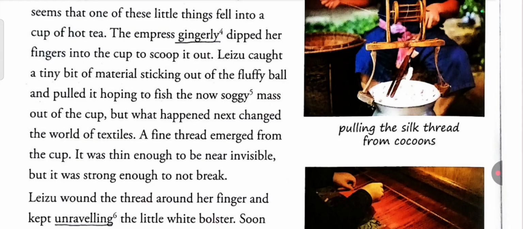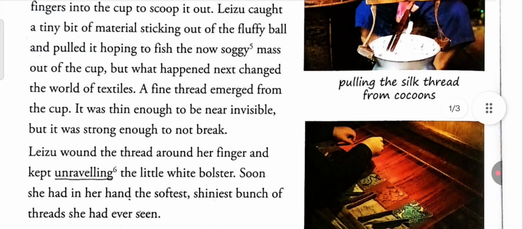Lizu caught a tiny bit of material sticking out of the fluffy ball and pulled it, hoping to fish the now soggy mass out of the cup. So she tried to take out the bolster, that fluffy ball, and something wet and soft came out. What happened next changed the world of textile. Whatever she found afterwards changed the history of textile.